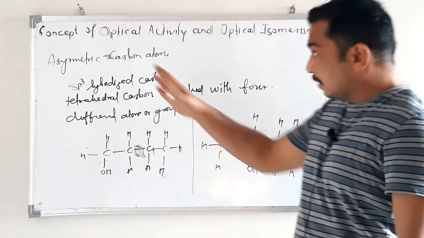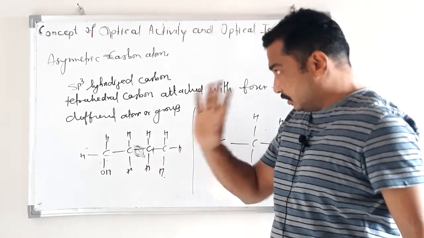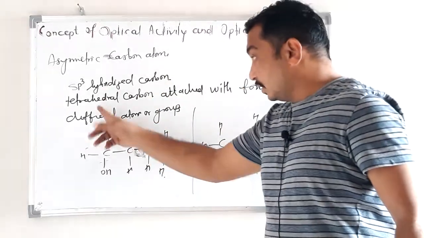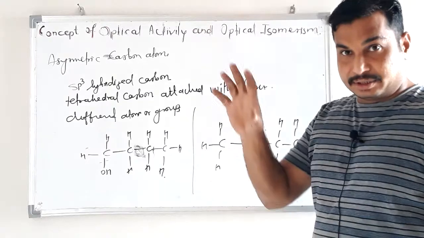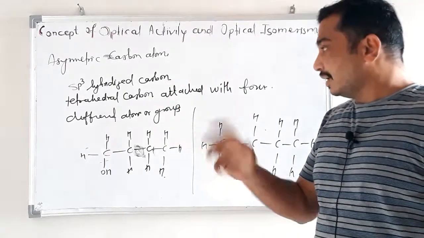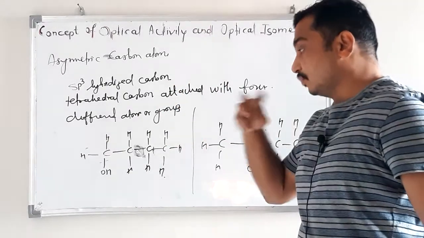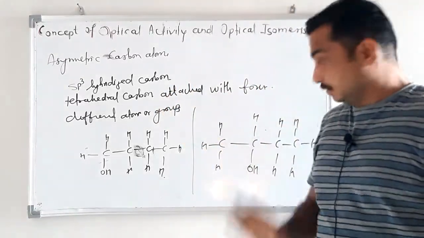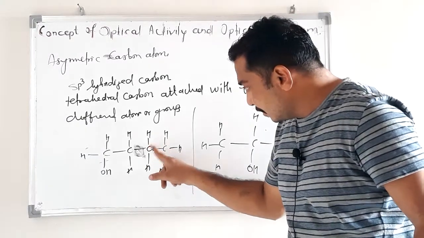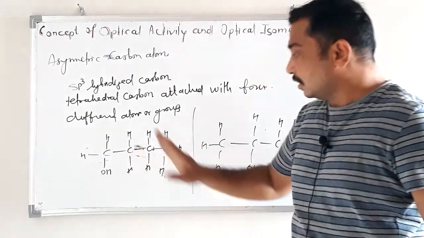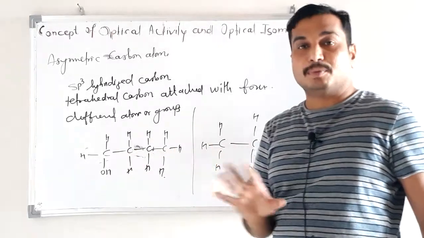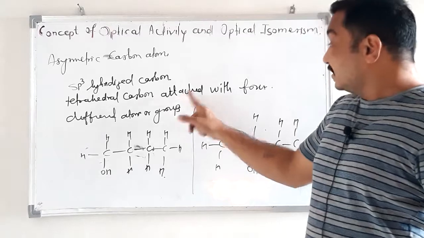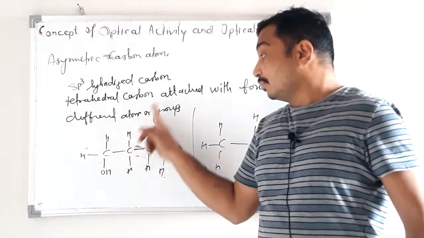So is an asymmetric carbon atom present in 1-butanol or not? See, sp3 hybridized carbon. sp3 means tetrahedral carbon. That carbon atom undergoes sp3 hybridization, so it is called an sp3 hybridized carbon atom. It means a carbon forming 4 sigma bonds. Here all carbon atoms are sp3 hybridized because all of them have formed 4 sigma bonds, 1, 2, 3, 4, and are attached with 4 different atoms or groups.